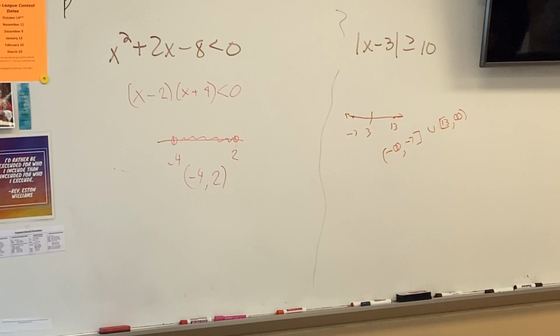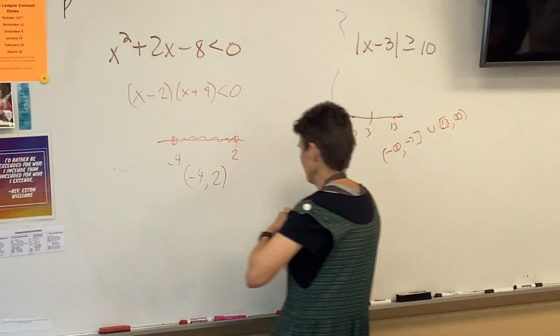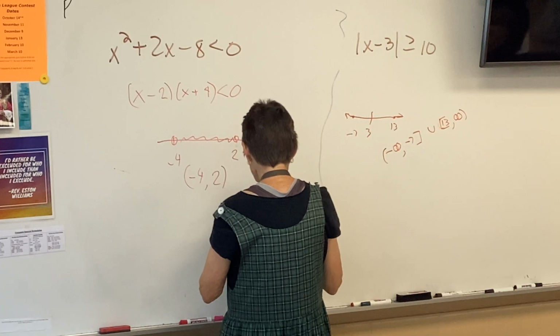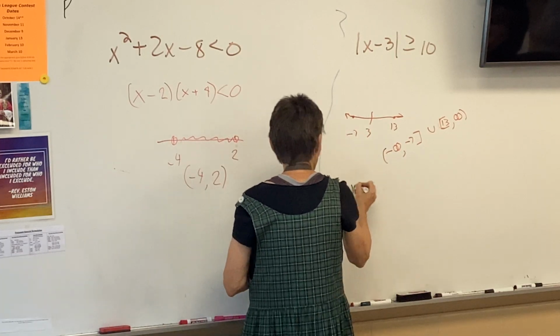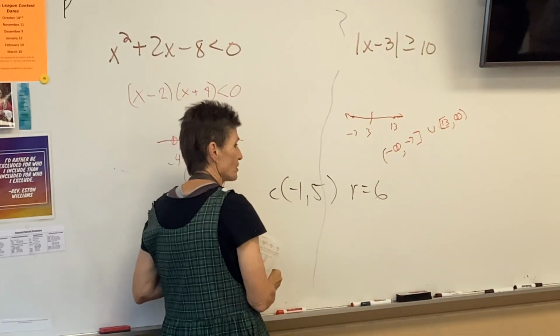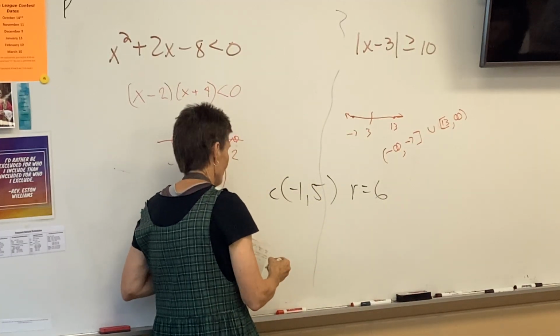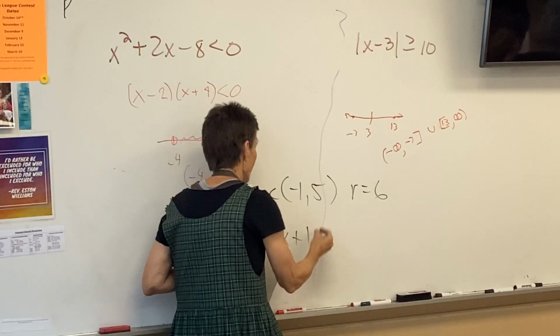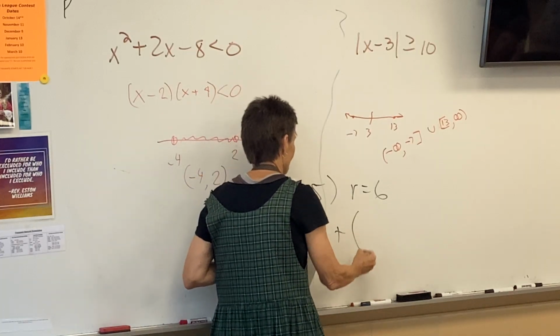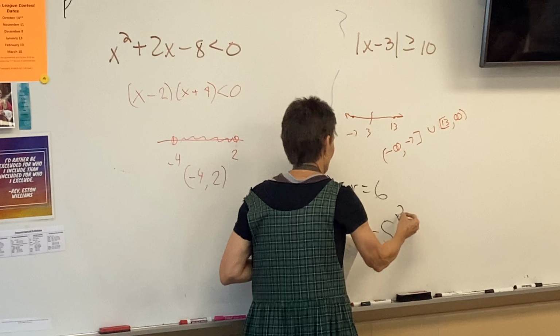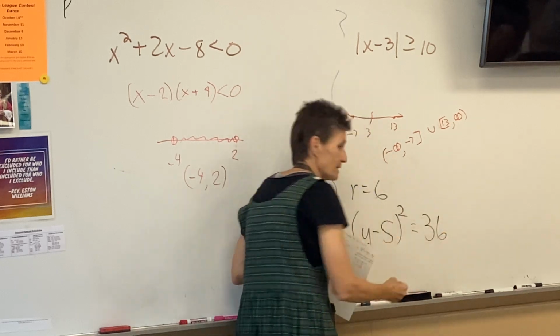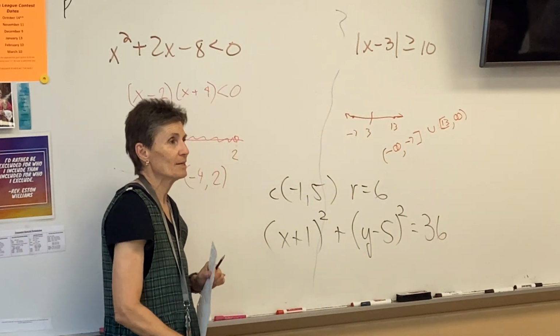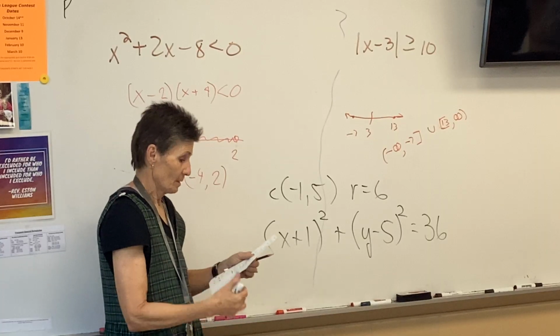You okay? Alright. Here's one we can just do out loud. What is the equation of a circle whose center is (-1, 5) and whose radius is 6? What's the equation of the circle? (x plus 1) squared plus (y minus 5) squared equals 36. Yep, that's it exactly. That is your equation of the circle.